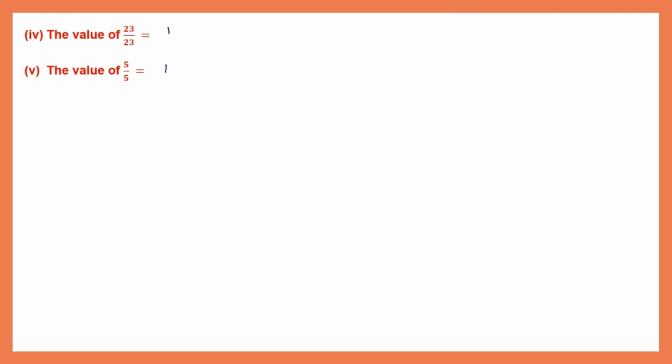Now, how do we get that? Let's look at 5 by 5. You can divide both numerator and denominator by the same number, that is by 5. So when we divide, 5 ones are 5, 5 ones are 5. So this is equal to 1 by 1, which is equal to 1. So whenever the numerator and the denominator are the same, remember the value is always equal to 1.